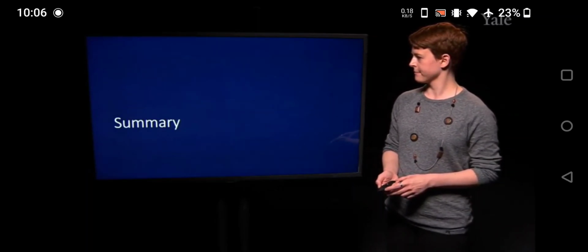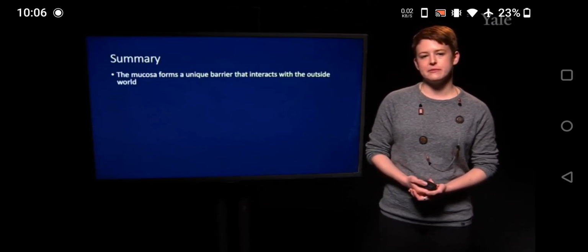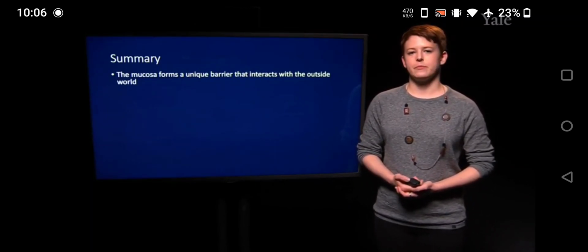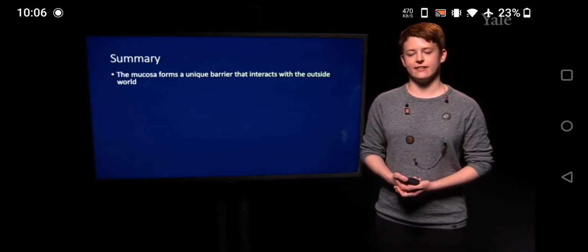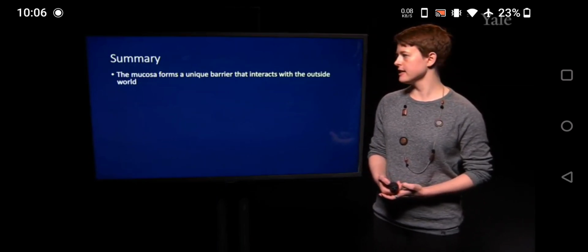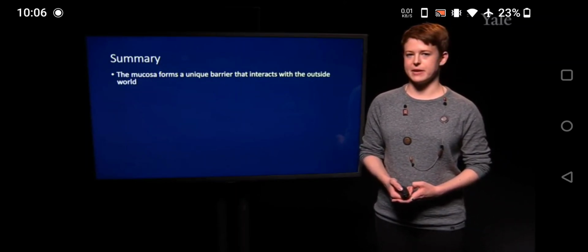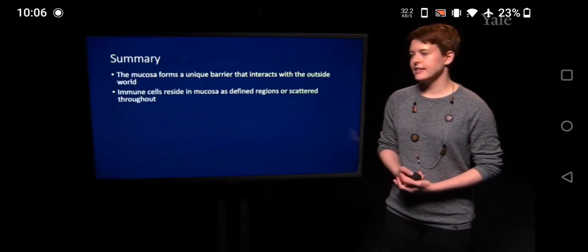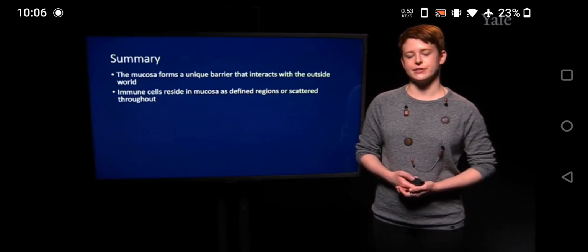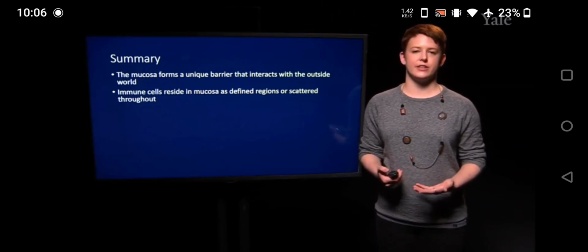Okay, so in summary then, the mucosa forms a unique barrier that interacts with the outside world. So we mostly talked about the gut, but there are other areas in the body, such as the nasal or vaginal mucosal surfaces, that also come into contact with the outside world and also have their own set of microbiota. There are many immune cells that reside within the mucosa, and this is really important since the mucosa is in contact with the outside world.